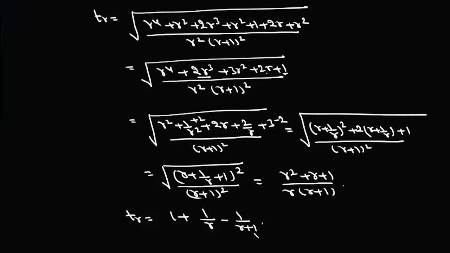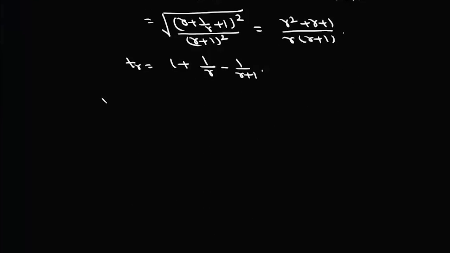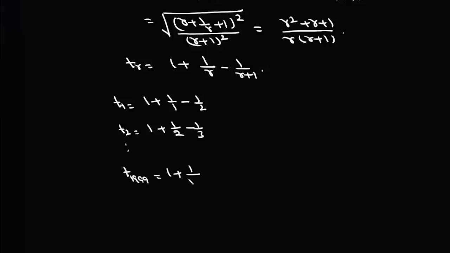Now we need to find the sum of the first 1999 terms. So we write T1, it will be 1 plus 1 upon 1 minus 1 upon 2. T2 will be 1 plus 1 upon 2 minus 1 upon 3. And T1999 will be 1 plus 1 upon 1999 minus 1 upon 2000.